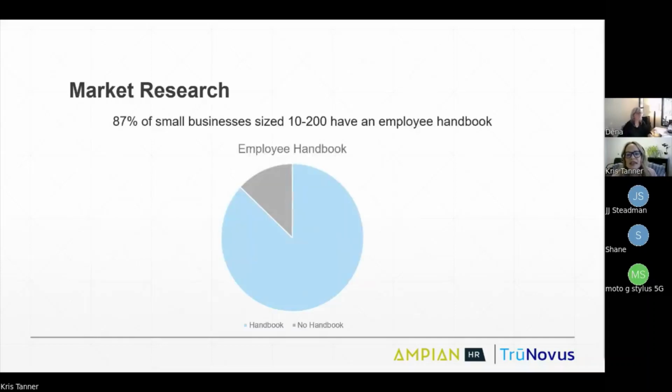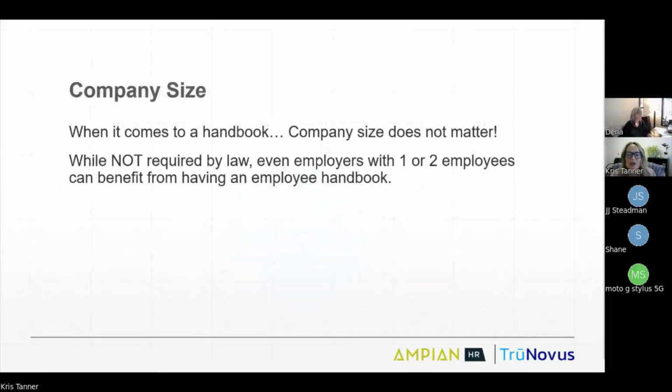According to Gusto, 87% of small businesses between 10 and 200 employees have an employee handbook. And that's a pretty big percentage, right? And what that tells me is that most employers understand how important it is to have an employee handbook. When it comes to an employee handbook, company size really doesn't matter. Most HR professionals agree that a handbook can be just as beneficial for a small handful of associates as it is for a larger business. And once you extend your business past the owner and his wife, or one person doing everything, and you officially hire someone to come on payroll, that's when you really should have some governance in place, and we'll talk a little bit more about why that's important.